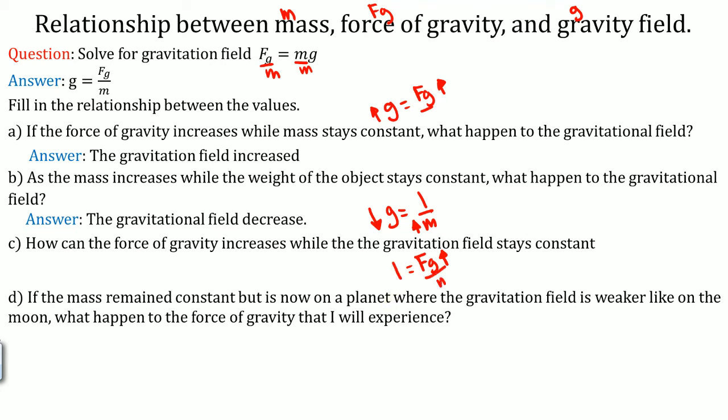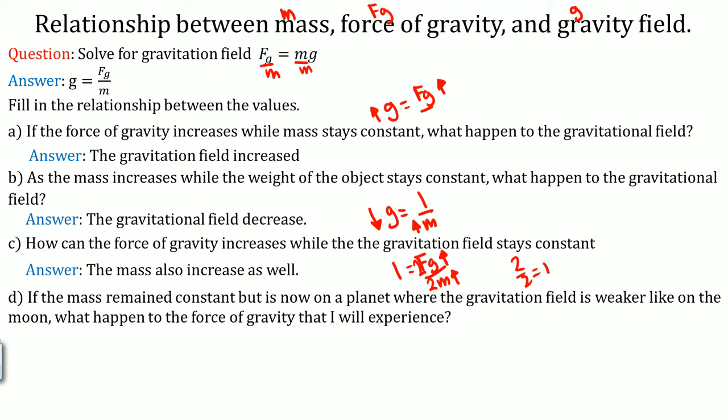If this goes up, mass has to go up as well. Because if this goes up by 2, for it to stay the same, this also has to go up by 2. So do you see 2 over 2 just becomes 1? So if one goes up, the other one has to go up for it to remain balanced. So for the gravitational field to stay constant, if the force of gravity increases, the mass also had to increase as well.